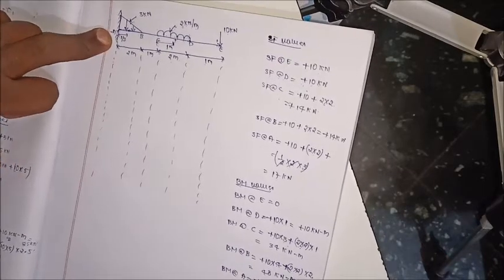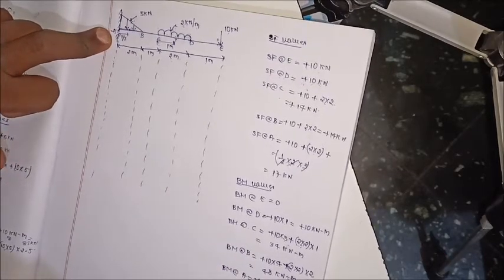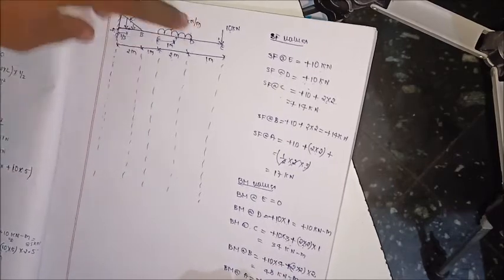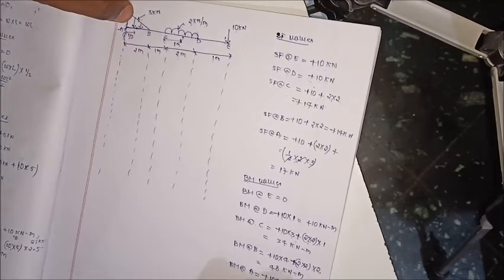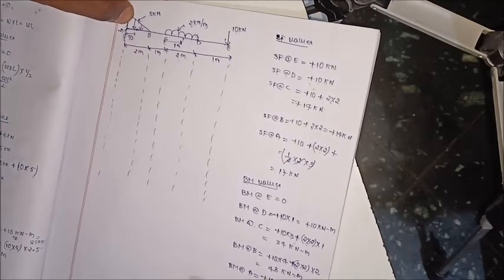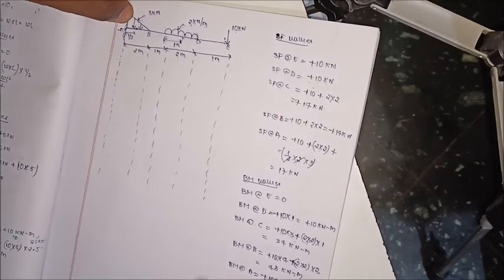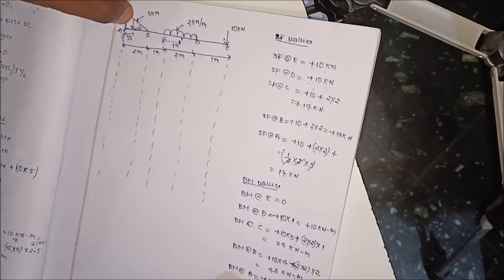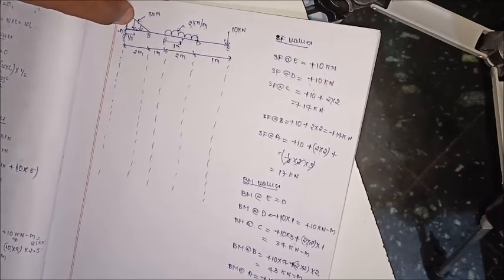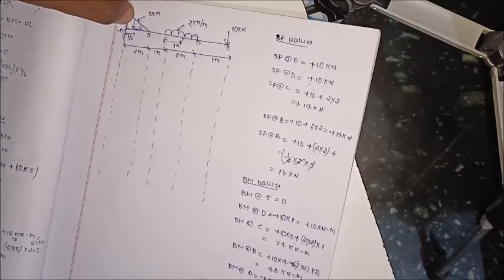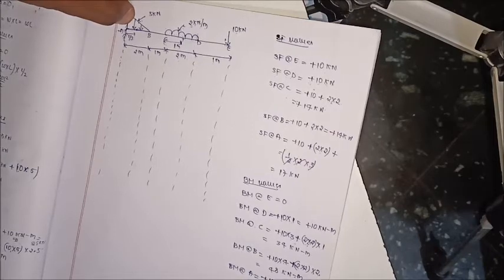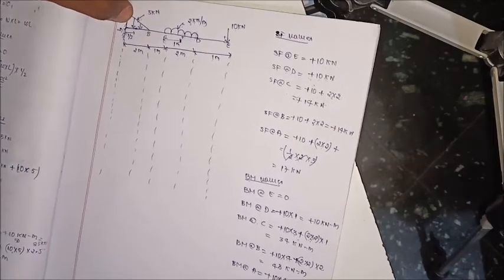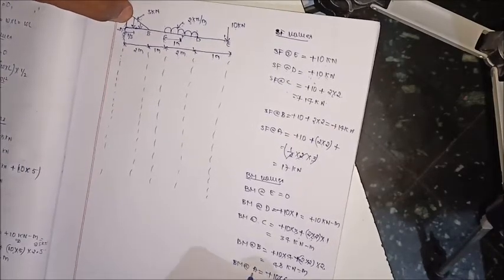This is the intensity of loading, the bending moment due to all the loads at point A. So the total bending moment is 10 into 6, plus 4 into 4 is 16, plus 2 into 2 cancel, 3 into 3 cancel, the remaining is plus 2. So 18 plus 60, 78 kilonewton meter. This is the bending moment value at A.